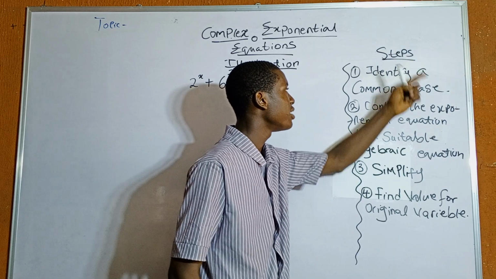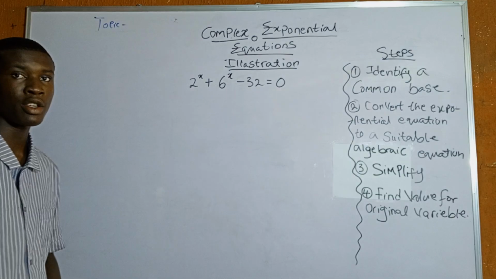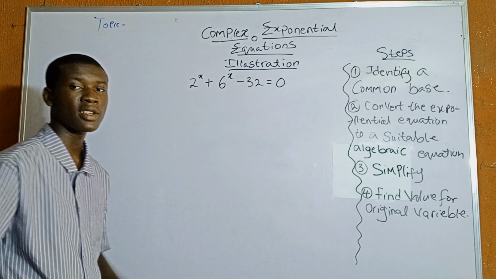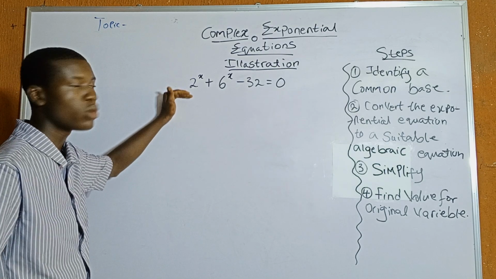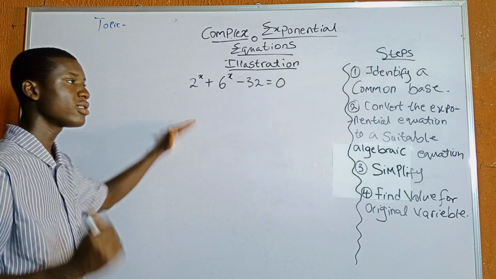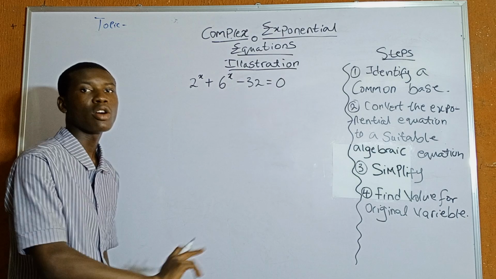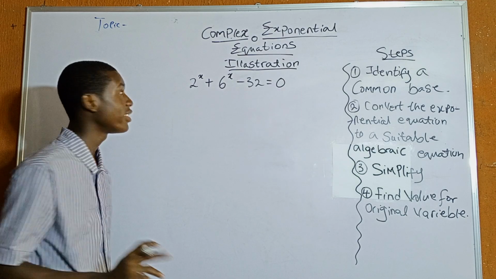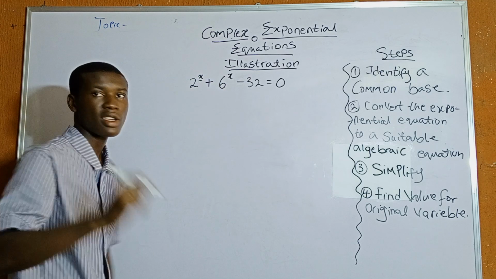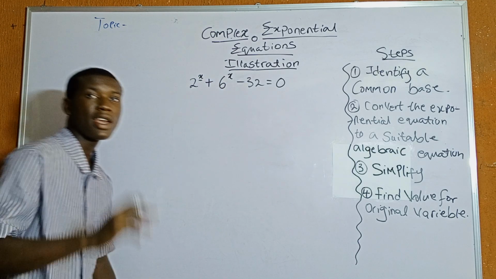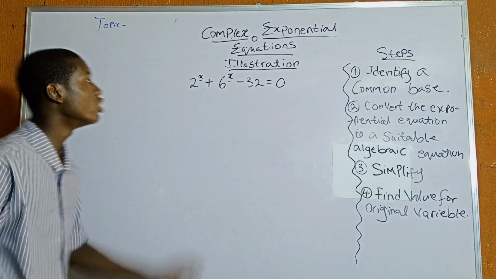Now for this illustration we have the steps. Number 1 says identify a common base. Just like the simple exponential equations, step 1 also says identify a common base. But identifying a common base in this one will be a little bit different. How do I mean? To identify a common base, you first need to locate places where we have an exponent which is a variable. Anywhere you have exponents which are variables, just like x here and x here, you know that is where you want to work.